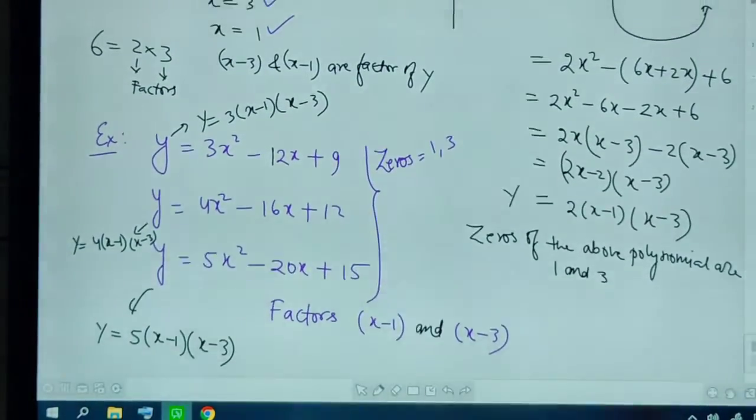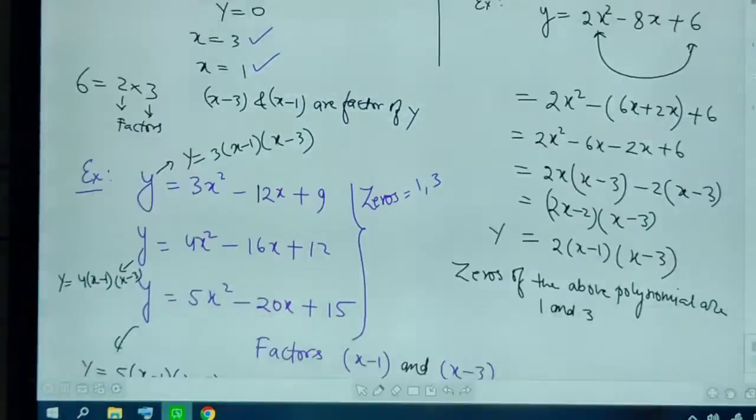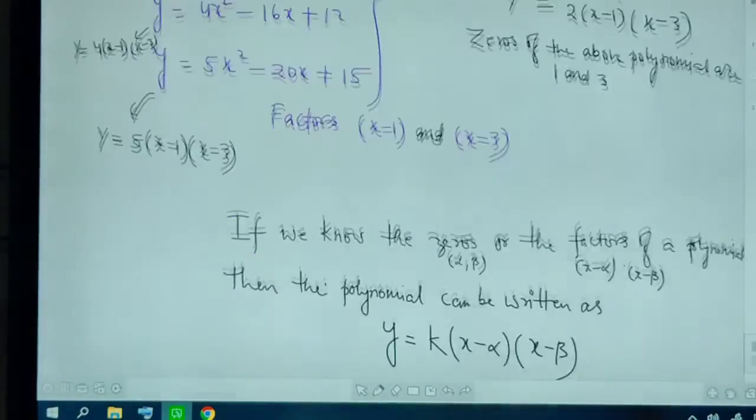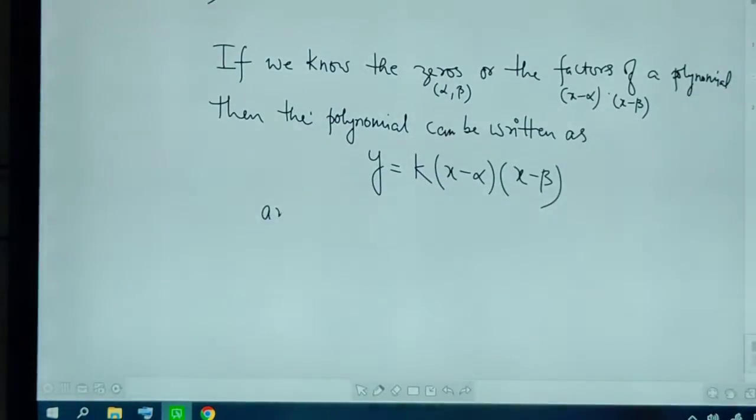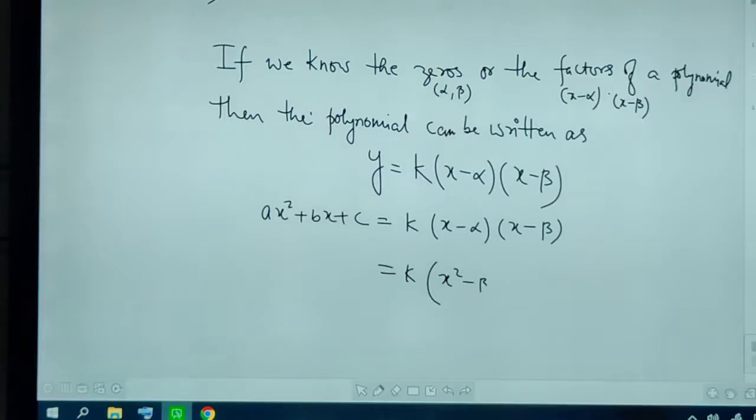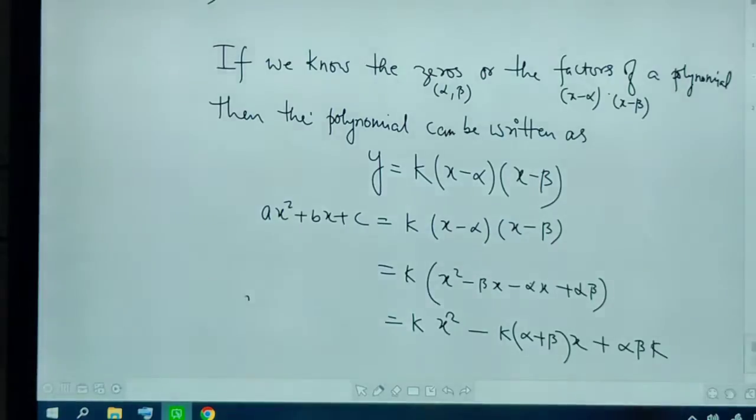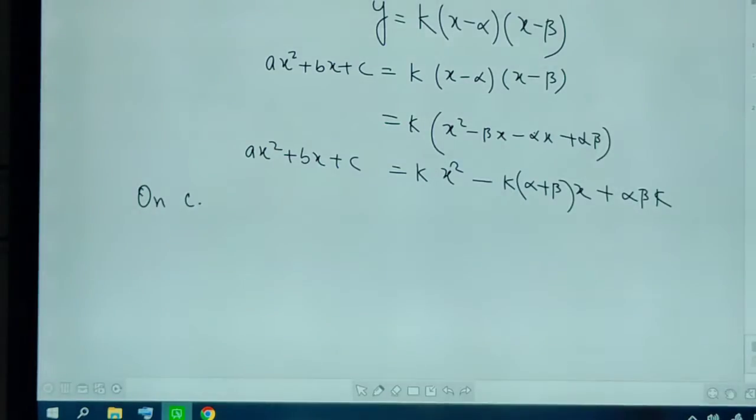So we can see that if we know the zeros of the polynomial, or the factors which are x minus alpha and x minus beta, then we can write the polynomial as y equal to k times x minus alpha into x minus beta. Now ax square plus bx plus c is equal to k times x minus alpha into x minus beta. If we multiply x minus alpha and x minus beta, we get x square minus beta x minus alpha x plus alpha beta. Or we can say that ax square plus bx plus c is equal to kx square minus k times alpha plus beta x plus alpha beta k.